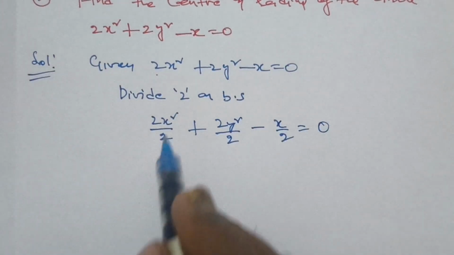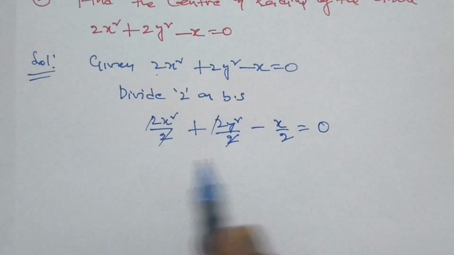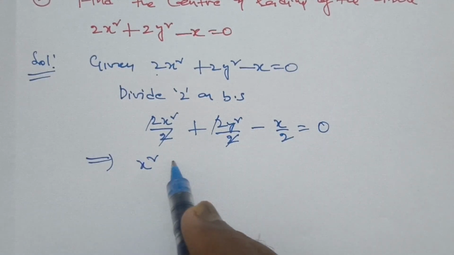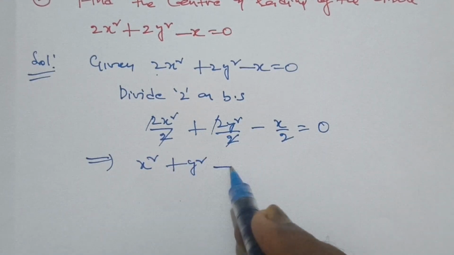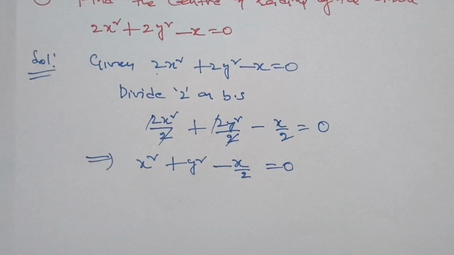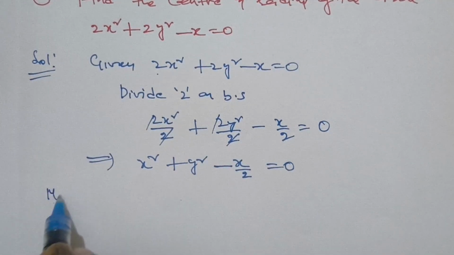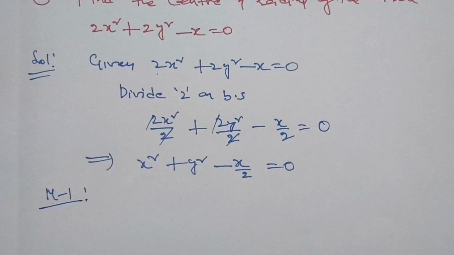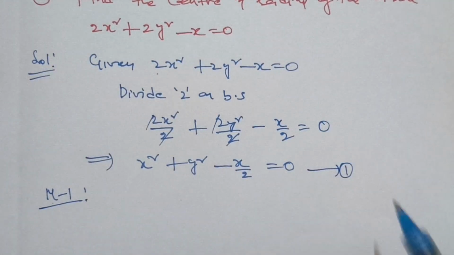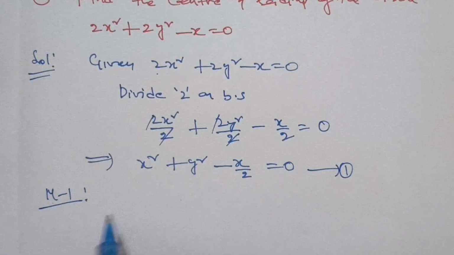So here 2 can be cancelled out. The remaining value is x square plus y square minus x by 2 is equals to 0. So now this problem can also be solved in 2 methods. Now going to method 1. Now take this equation as equation 1.